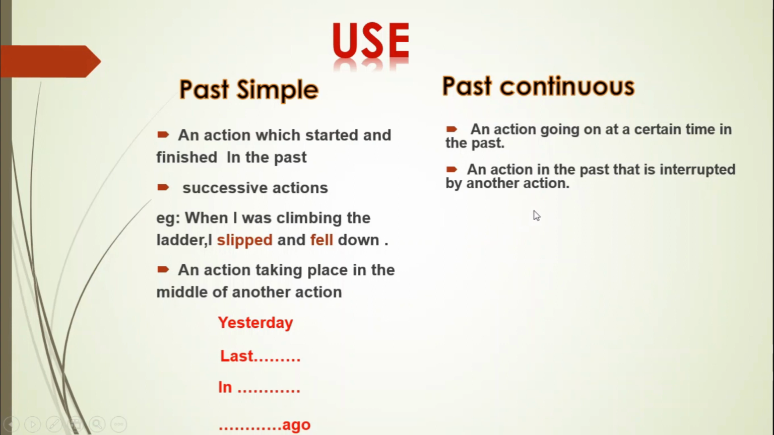All the time we have the conjunction when and as. So we have an action which is going on and an action which interrupts it. The action which is going on should be in the past continuous and the action which interrupts it should be in the past simple.